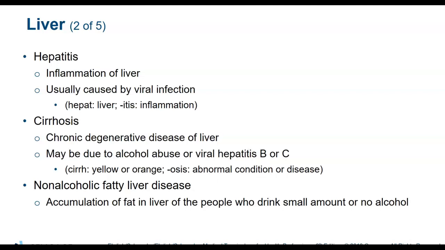Hepatitis, again, is inflammation of the liver. There are a number of different types of hepatitis out there. We have A, B, C, D, E, but they are usually caused by viral infections. Cirrhosis is just a chronic degenerative disease of the liver. It can be due to a number of things: alcoholism, or viral Hep B or Hep C. Again, there are now better treatments for Hep C. We never had it before, but we now have medication for that. And we're better monitoring the Hep B.